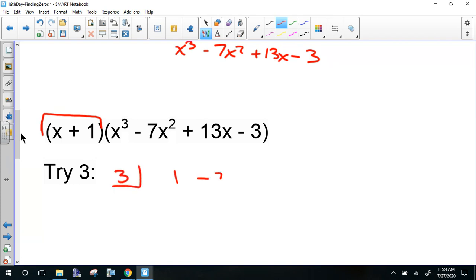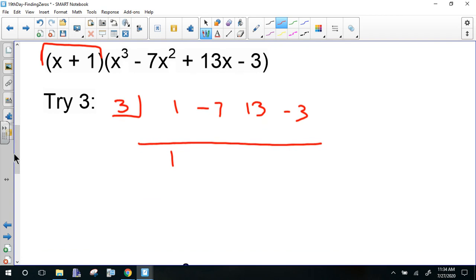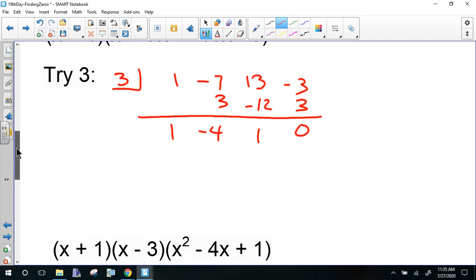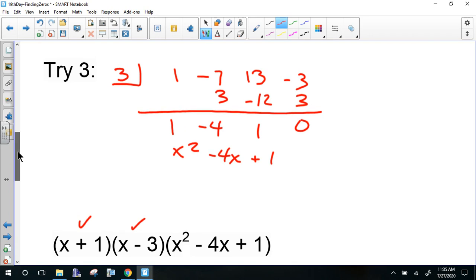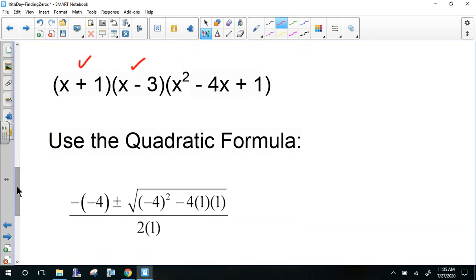We got a 1, a negative 7, a 13, a negative 3. Bring down my 1. 3 times 1 is 3. I add. 3 times negative 4 is negative 12. I add. And 1 times 3 is 3. I add. I get 0. So now I know x minus 3 is also a factor. And I've got my remainder here down to a quadratic. So now I should be able to factor that.